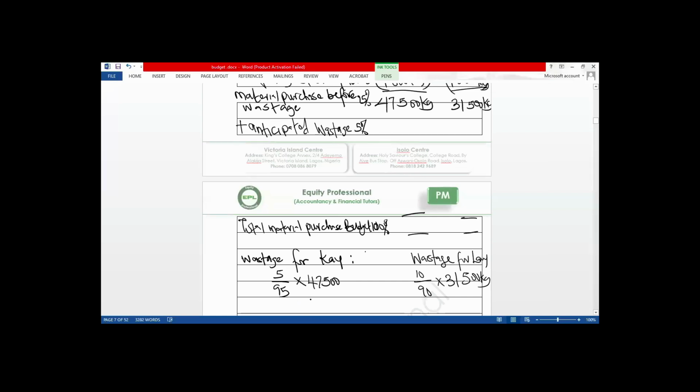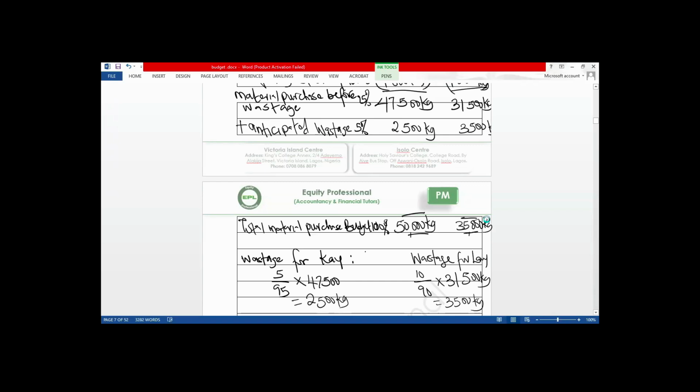What do we have here, please? 2,500. I think it should be 2,500. Yes. Why should this be 3,500 kg? Yes. You can now return here. This is 2,500 kg. This is 3,500 kg. Now total purchase, 47,500 plus 2,500. This becomes 50,000 kg. This becomes 35,000 kg.